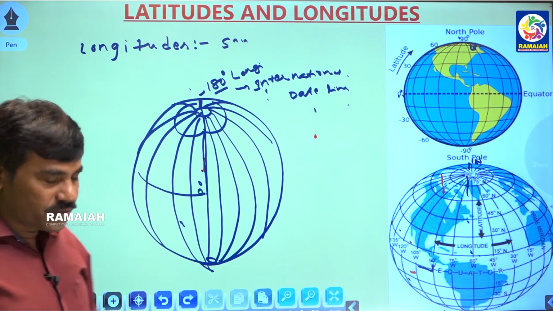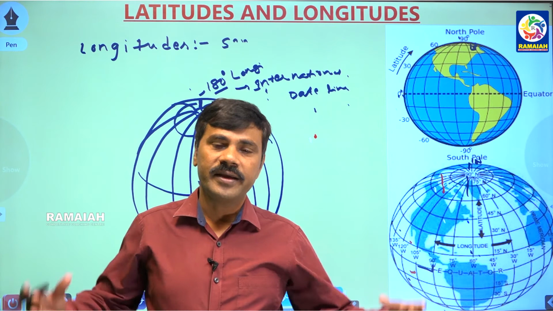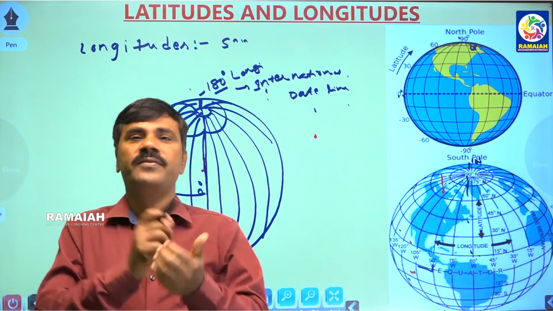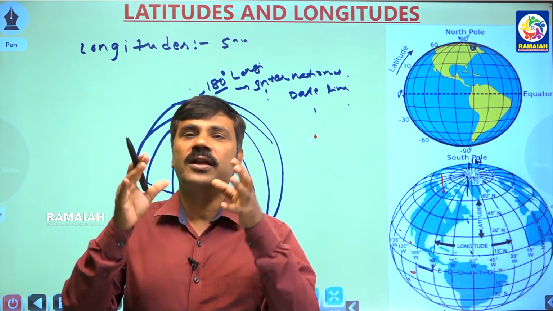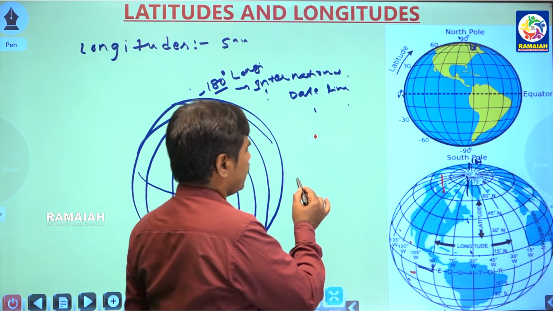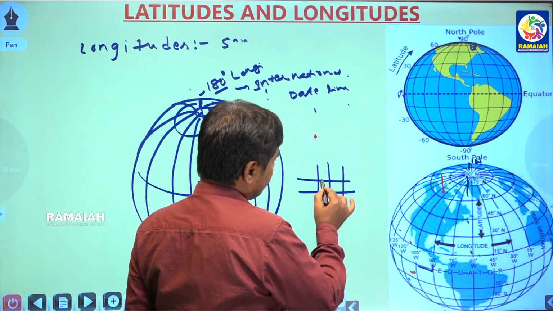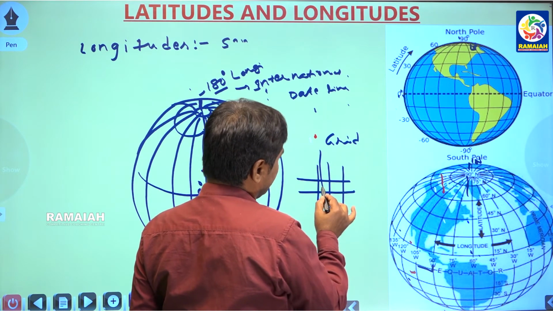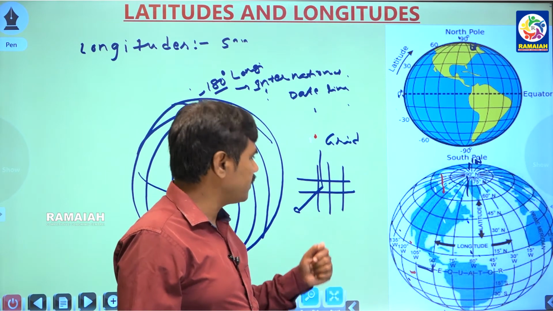Latitudes and longitudes are generally imaginary lines. Where they intersect at a place on the earth's surface, the pattern is called a grid. Like this, the latitudes and longitudes intersect like this, and they are called a grid. Grid means one of the places, one of the countries, any one region, like this.